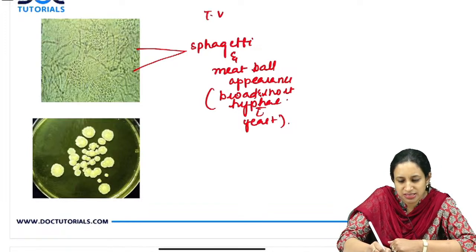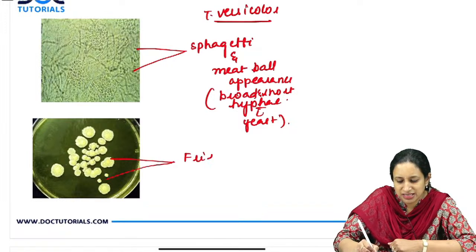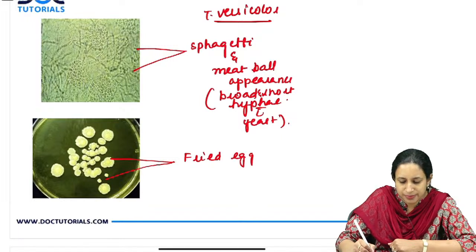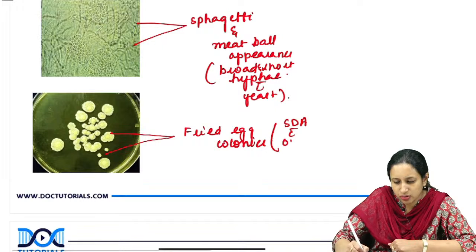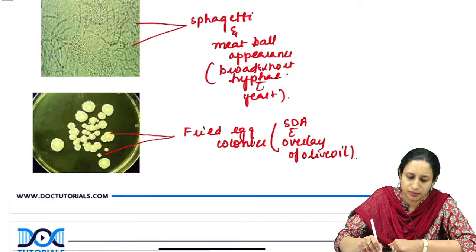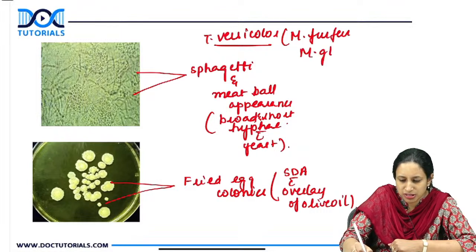And where do you see this? This is seen in Tinea versicolor. And this is the typical appearance that you see, which is called fried egg colonies, in SDA with overlay of olive oil. And this is caused by Malassezia furfur and Malassezia globosa.